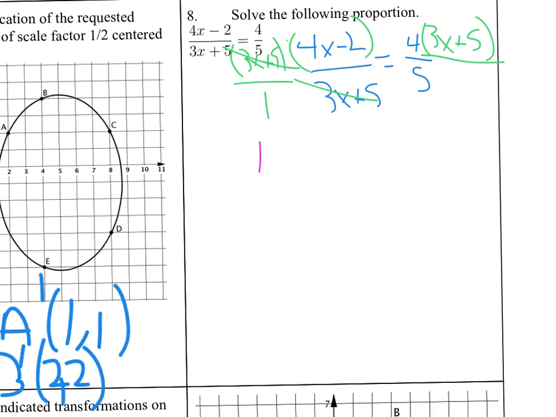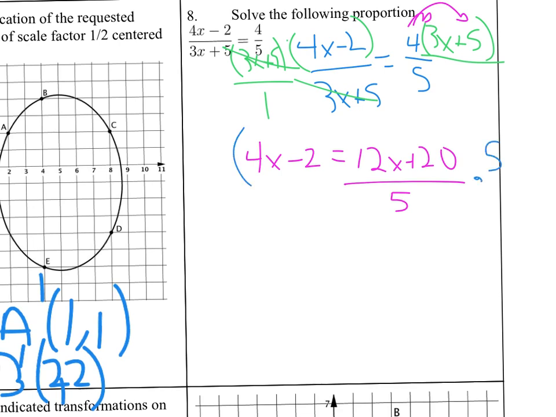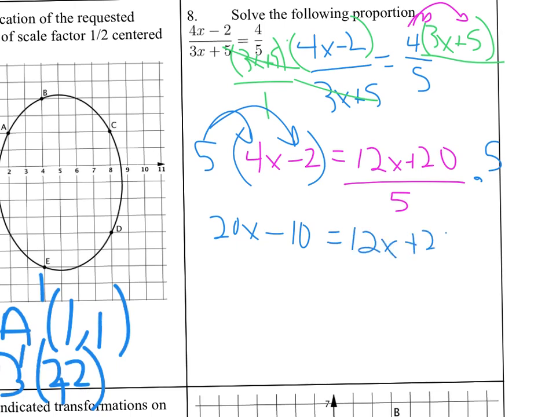And so then I'm going to have 4x minus 2. I'm going to go ahead and distribute this 4. So that's 12x plus 20. This is still divided by 5. There are a variety of things I could do right now, but I'm going to go ahead and multiply both sides by 5. Put parentheses here so I make sure to distribute. So that's going to be 20x minus 10 is 12x plus 20.